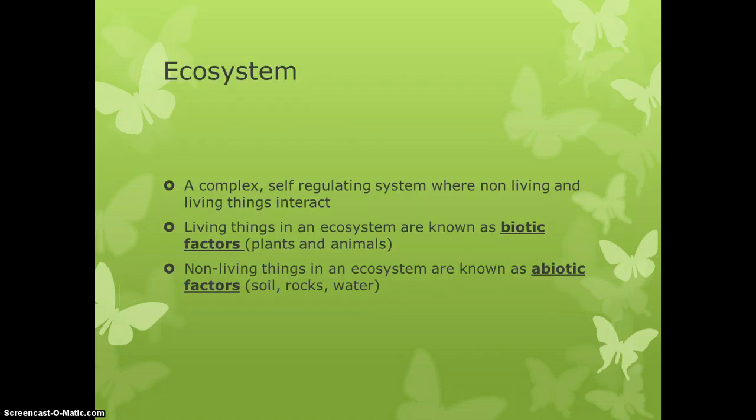Within each ecosystem, you have two major groups of factors that impact it, or how everything interacts: living things and non-living things. The living things in each ecosystem are known as biotic factors. So these are things like plants and animals, things that breathe, things that are alive. Non-living things in an ecosystem are known as abiotic. So things like soil, rocks, water.